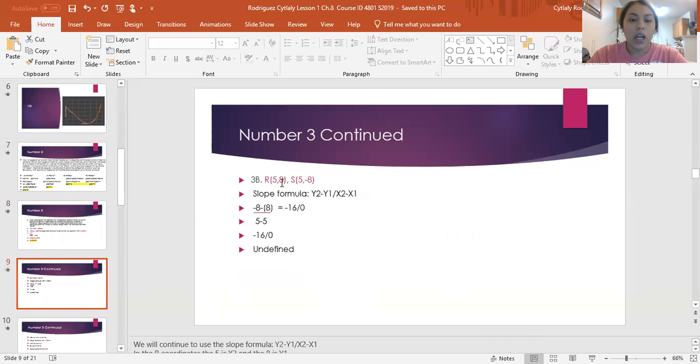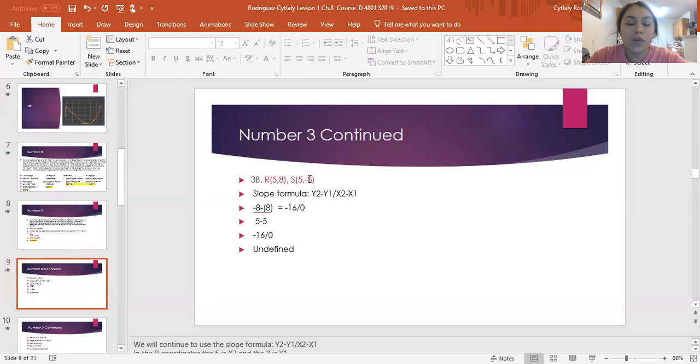Number 3, R and S, and we're doing the same formula. We're doing the slope formula, y2 minus y1 divided by x2 minus x1. So here our coordinates change. R is 5, 8. S is 5, negative 8. So close to the same, but we have a negative number. So we label our x1, y1, x2, y2. And we go ahead and set it up.